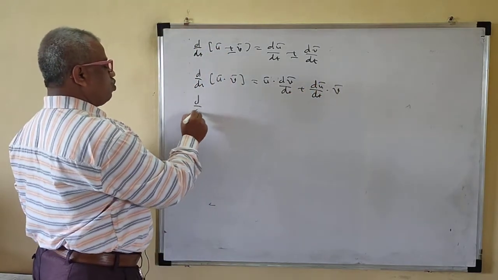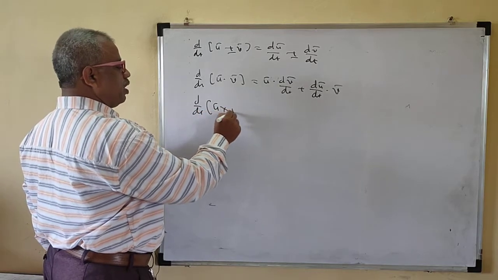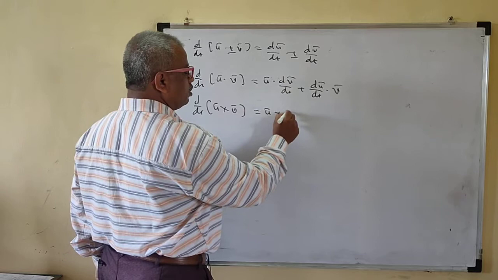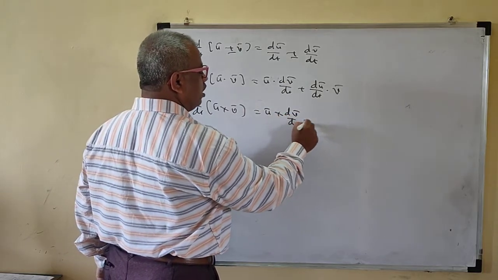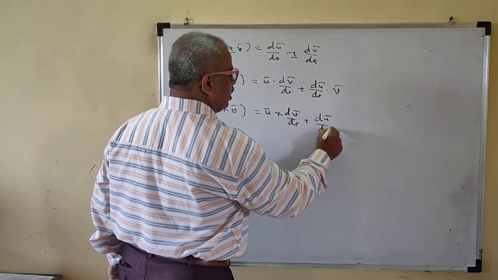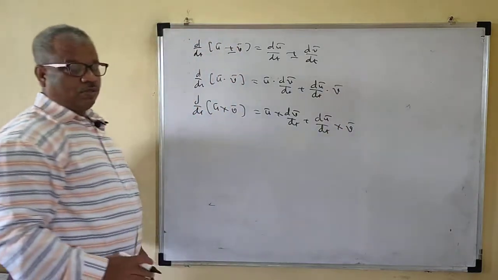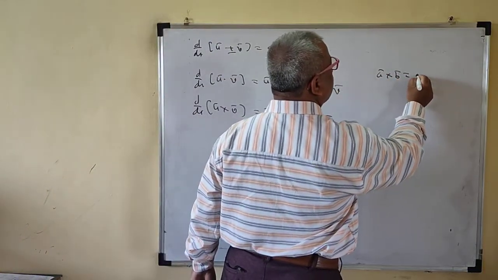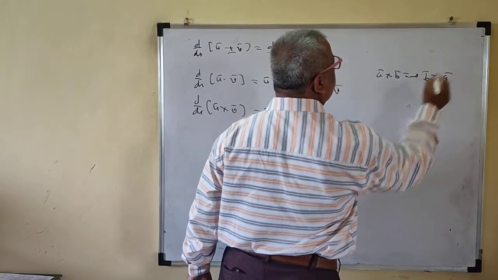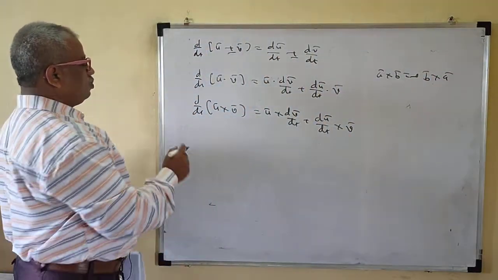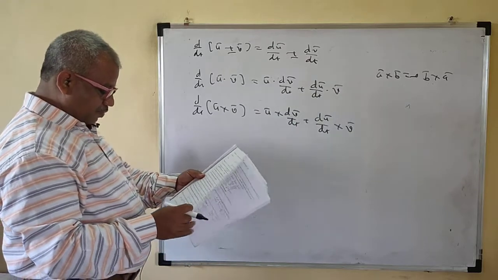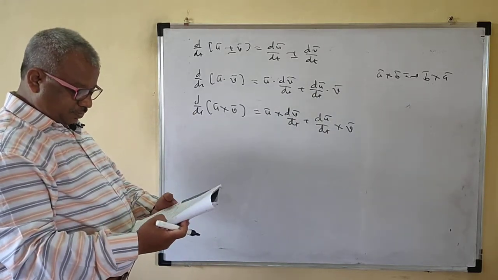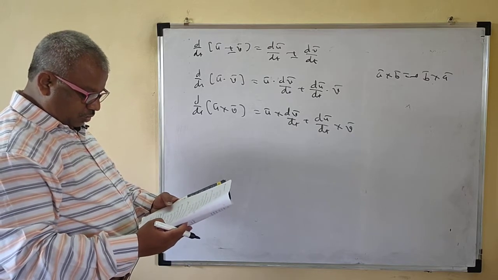So if there is a cross, u bar cross v bar, note that this is u bar cross dv bar by dt plus du bar by dt cross v bar. Note that if you want to change a bar cross b bar, then this is minus b bar cross a bar. So these are the rules you are familiar with. We have proved this.